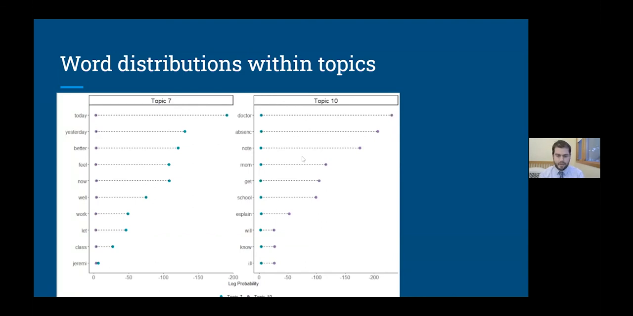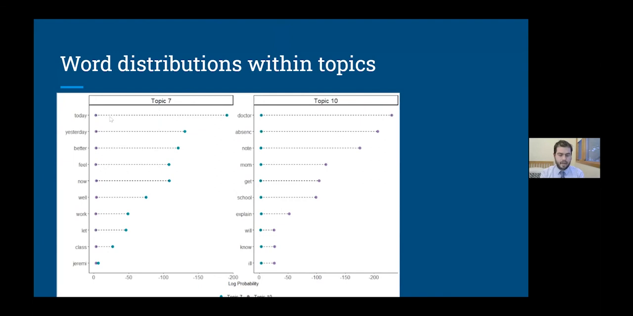These were two topics that appeared in the model that I ran for Jeremy's journal. One of them is topic 7, and in this graph, the purple dot is the probability of a word appearing within topic 7, and the green dot is the probability of it appearing in topic 10. This graph illustrates the probability of a word appearing in topic seven and the probability of it appearing in the other topic. You can see that certain words are more likely to appear within one topic and less likely to appear within the other.